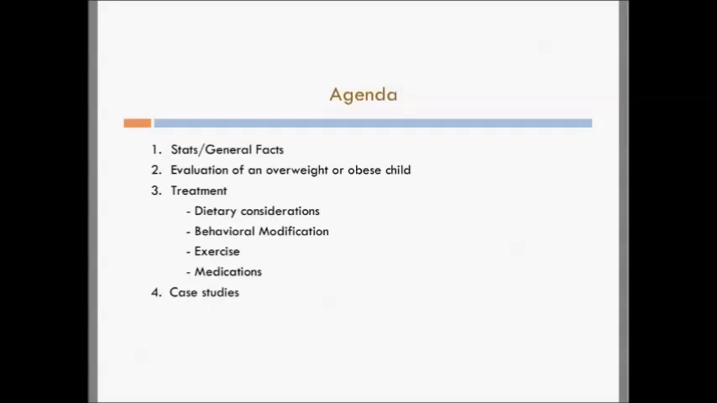So today's agenda, we're going to talk about the stats and general effects of pediatric obesity. We're going to do work on the evaluation of an overweight or obese child. We'll also work on treatment, including what we call our 4-pronged approach, which is dietary considerations, behavioral modification, exercise, and medications. And then we'll do some case studies at the end.